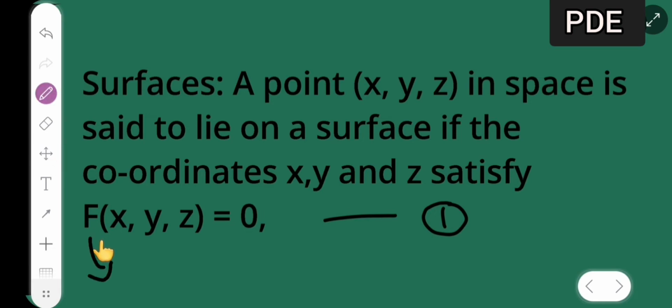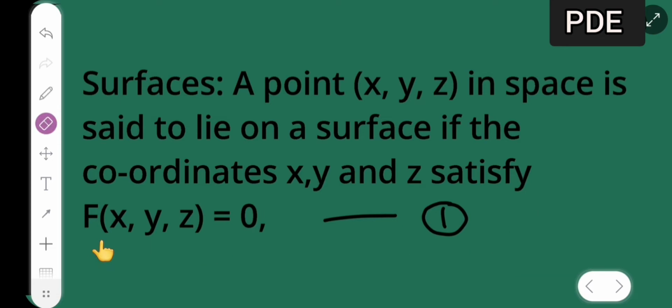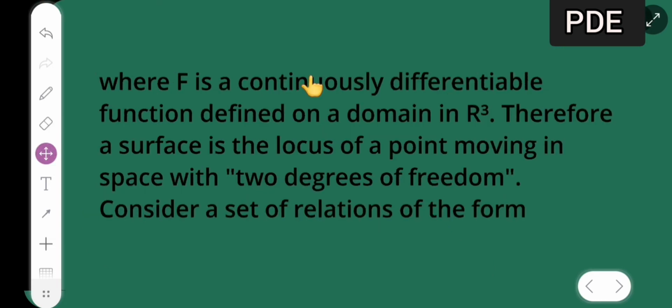This f is nothing but a continuous differentiable function, so I'll write it on the next page better. So where f is a continuously differentiable function defined on a domain in R3. Therefore, a surface is the locus of a point moving in space with 2 degrees of freedom.